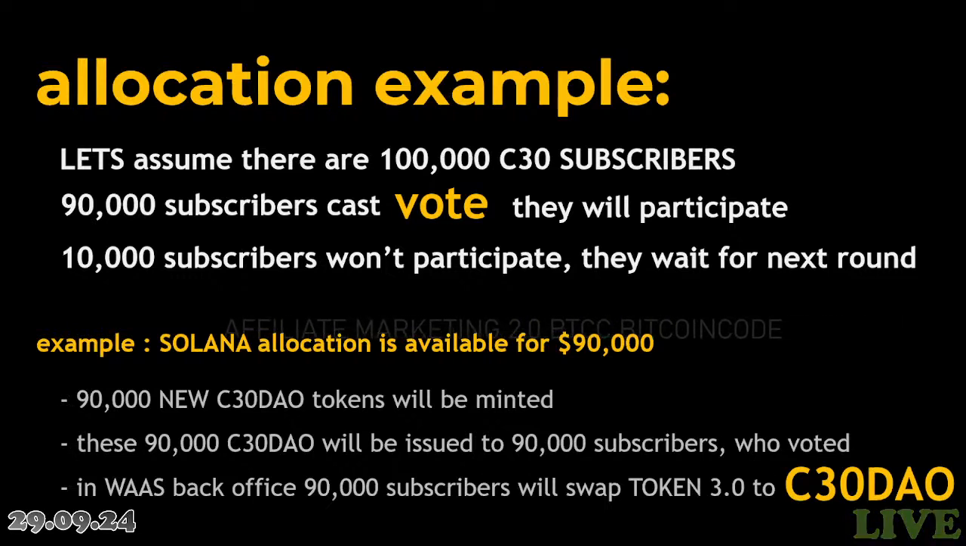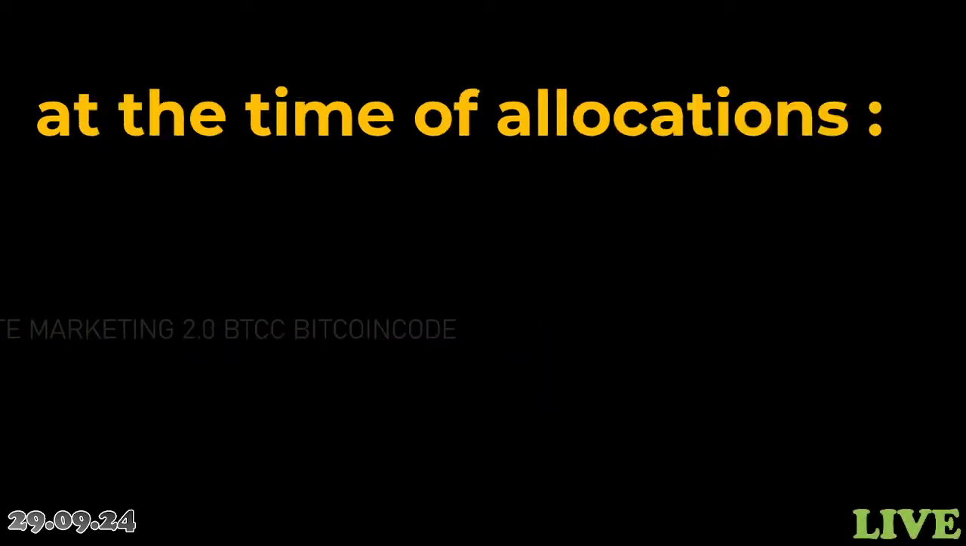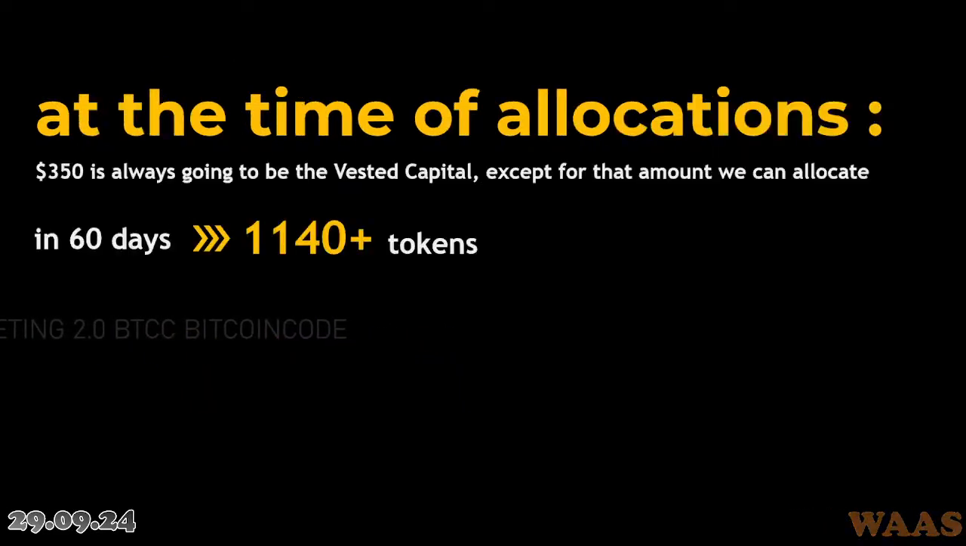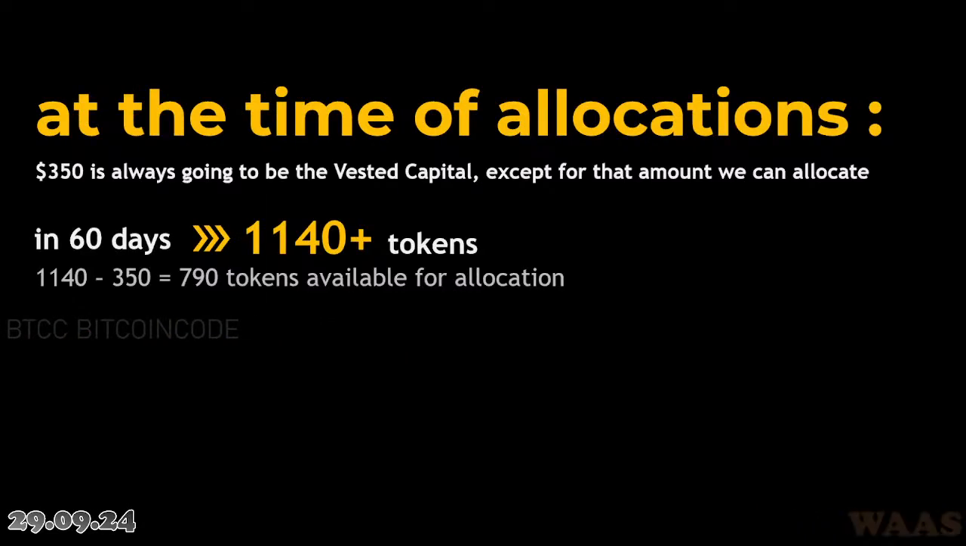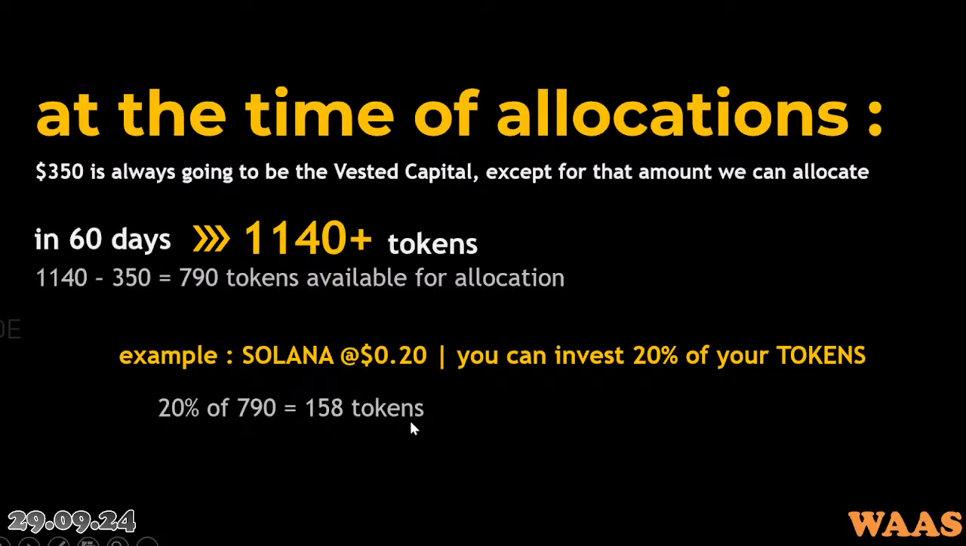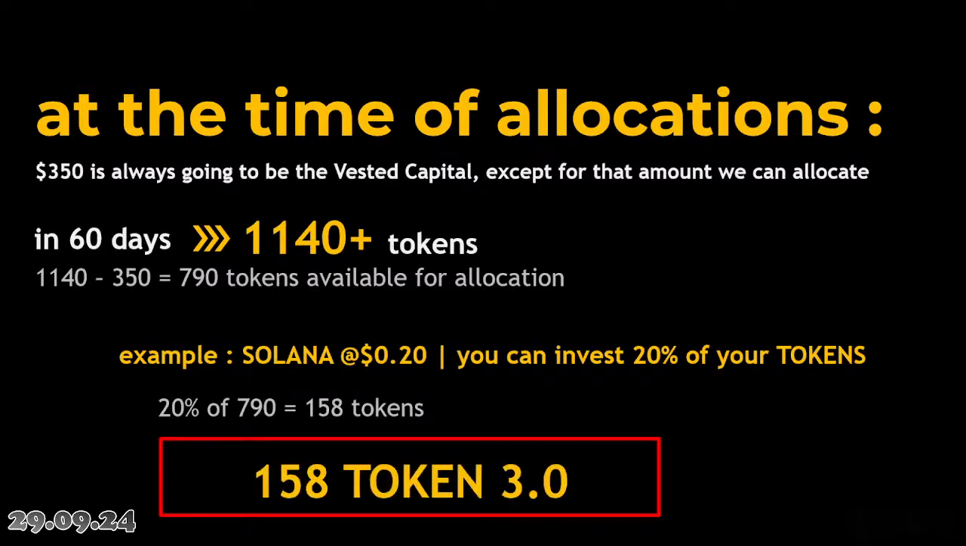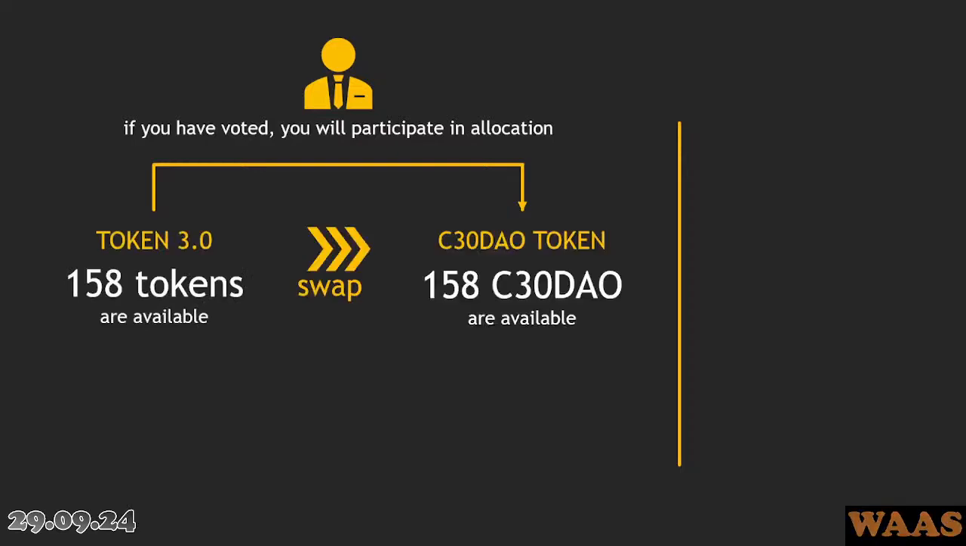Solana address, there will be a space available for your Solana address, and whatever token 3.0 you have, you will be able to swap to C30 DAO tokens. So again, we are considering the same example: 1,140 was available, 790 tokens were available for allocation, and in a way we got to these 158 tokens, right? So 158 token 3.0 are available, and we will swap these 158 token 3.0 to C30 DAO tokens. I hope this is clear.